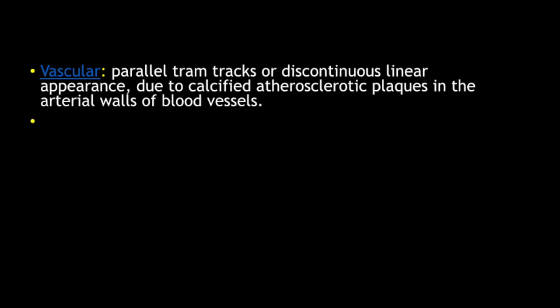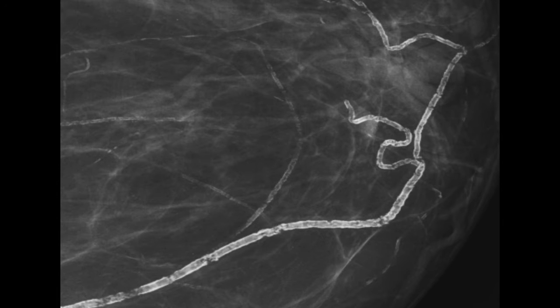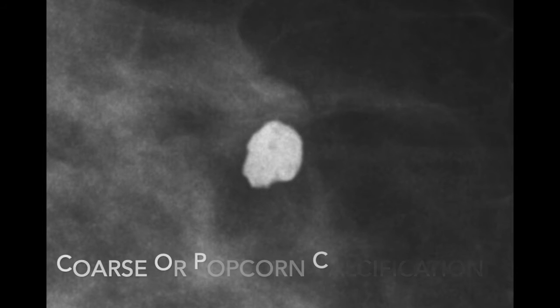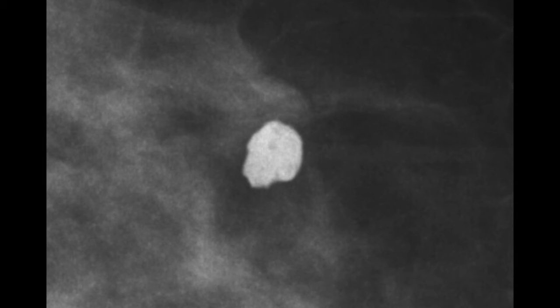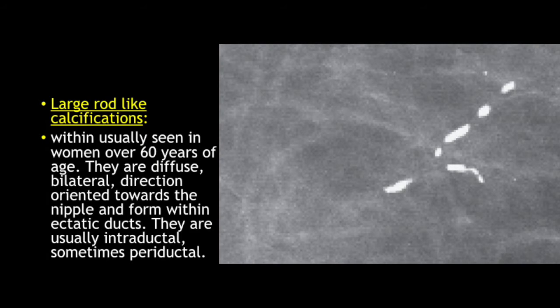Next, vascular calcifications. These appear as parallel tram tracks or discontinuous linear calcifications due to calcified atherosclerotic plaques in the arterial walls of blood vessels. Next, we may see coarse or popcorn-like calcifications. These are large, usually more than 2 to 3 millimeters, sometimes confluent or associated with a circumscribed mass formed in involuting or degenerating fibroadenomas.